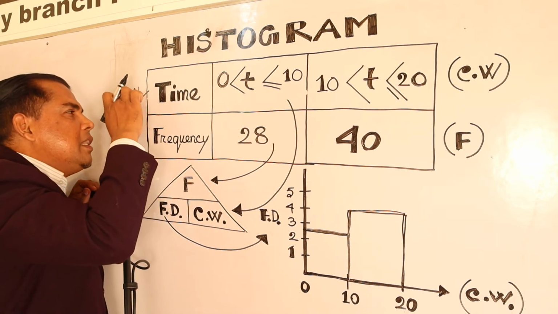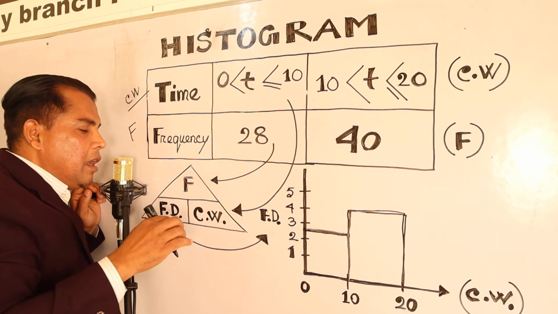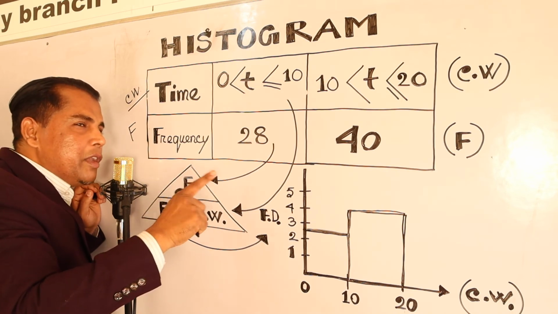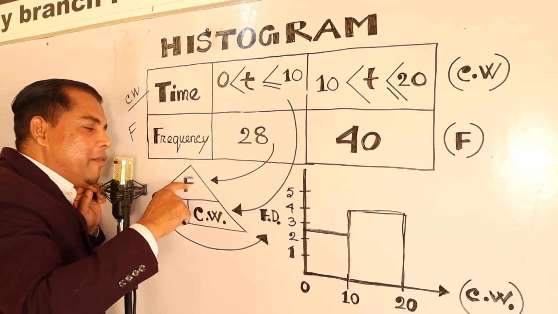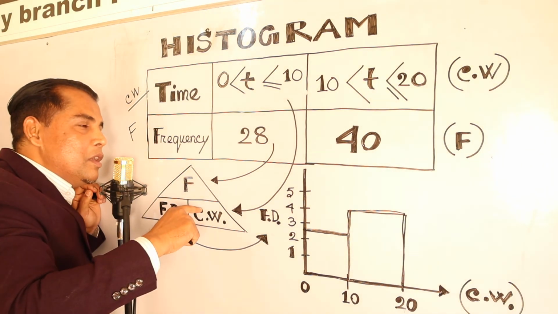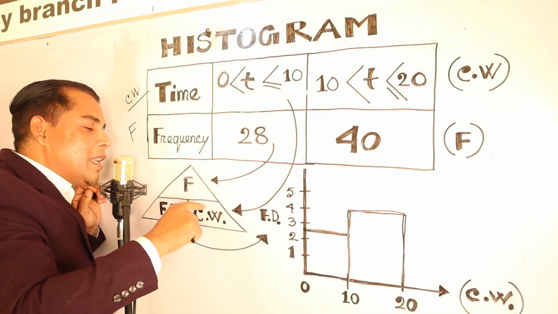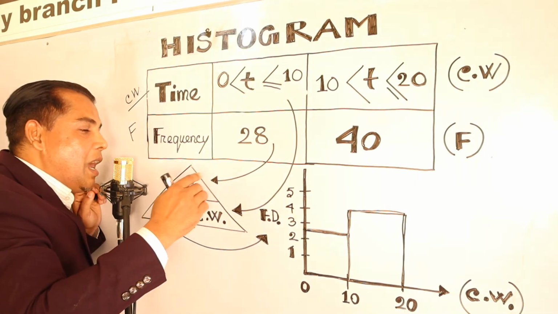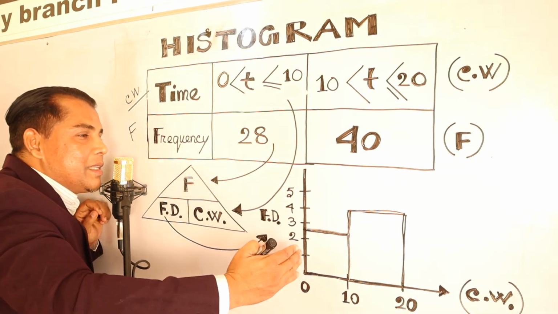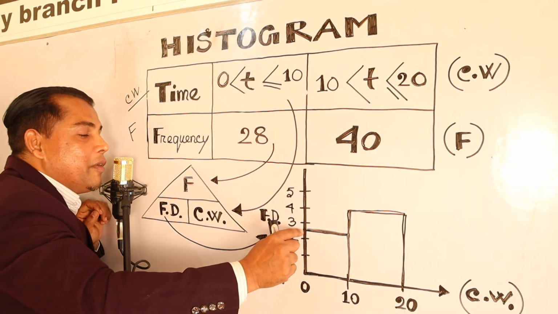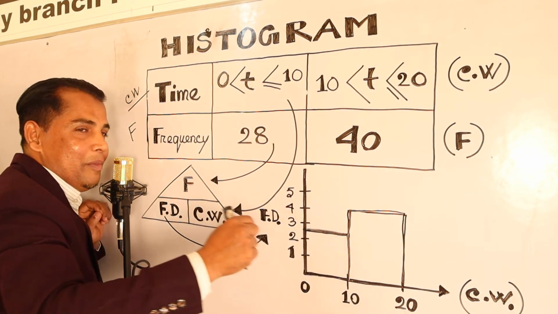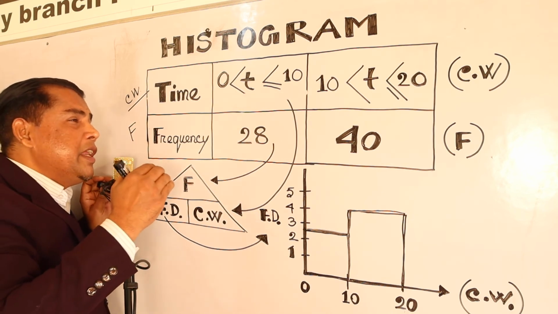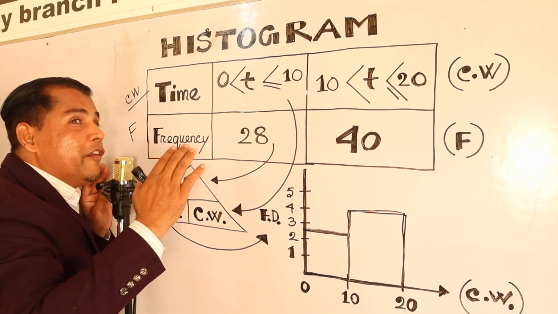So if you understand this class width and frequency, for getting frequency density, you have no tension. You divide the frequency and class width. If you divide the frequency and class width, automatically you will get the frequency density, and frequency density means the vertical side. So you cut from the frequency density, you try to draw. So reaching the exam hall, never become confused.